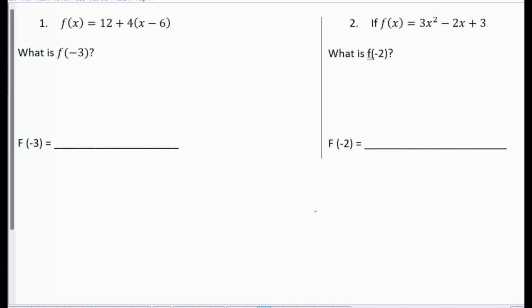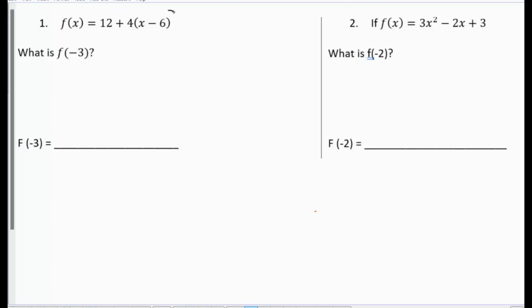All right, today we're going to be going over the Module 2 test review. Okay, let's start with number 1. So it says f of x equals 12 plus 4(x minus 6). What is f of negative 3? So before we can find f of negative 3, there's two ways we can solve this.